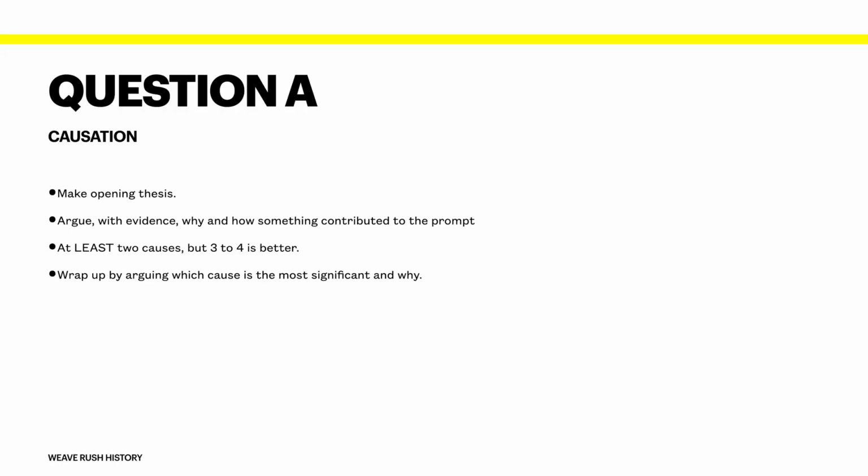All right, so question A is your causation questions. You're going to make an opening thesis, argue with evidence why and how something contributed to the event in the prompt. You need to have at least 2 causes, but 3 to 4 is better. And you're going to wrap up by arguing which one of the causes that you argued is the most significant and why. So why is your cause in paragraph 1 more important than your cause in paragraph 2?